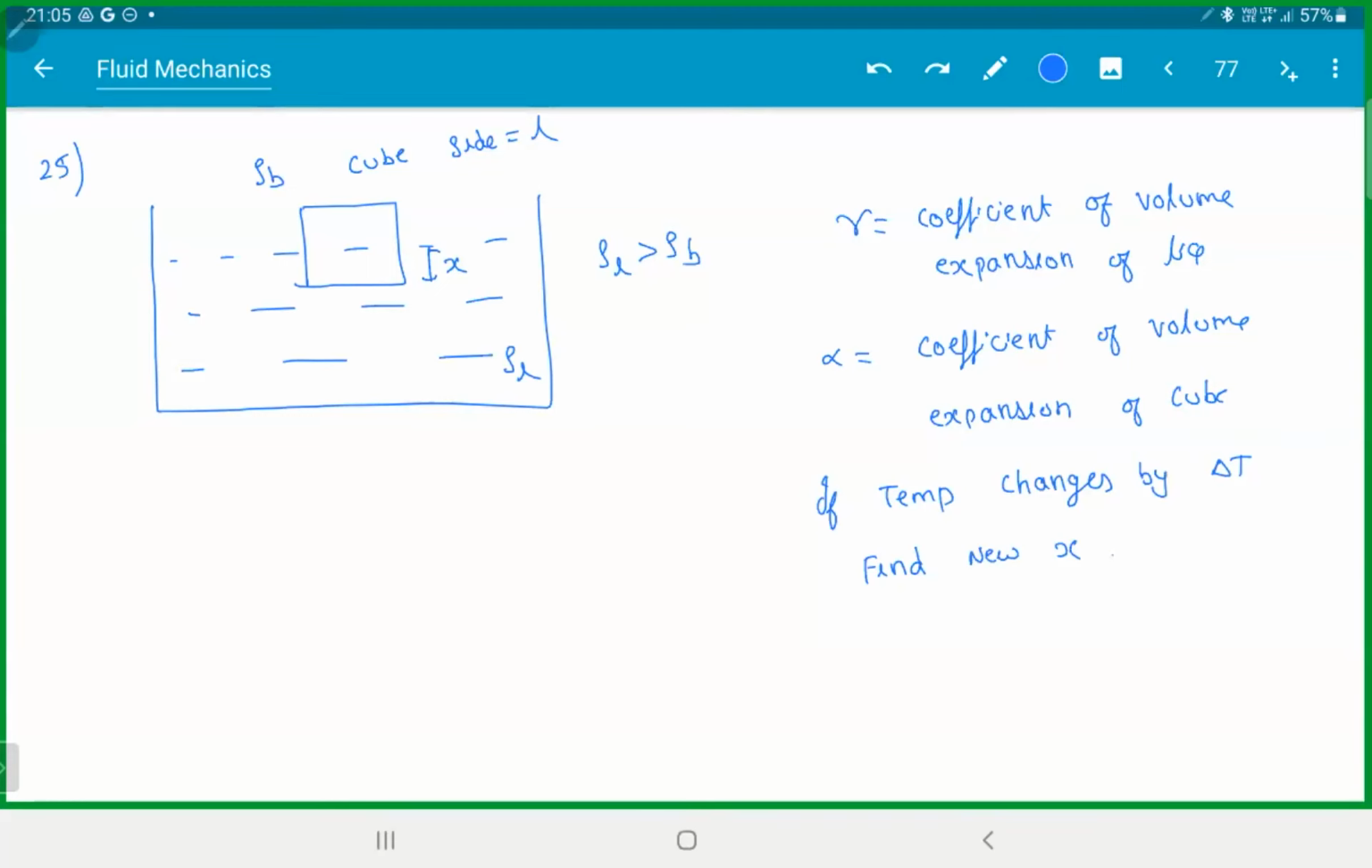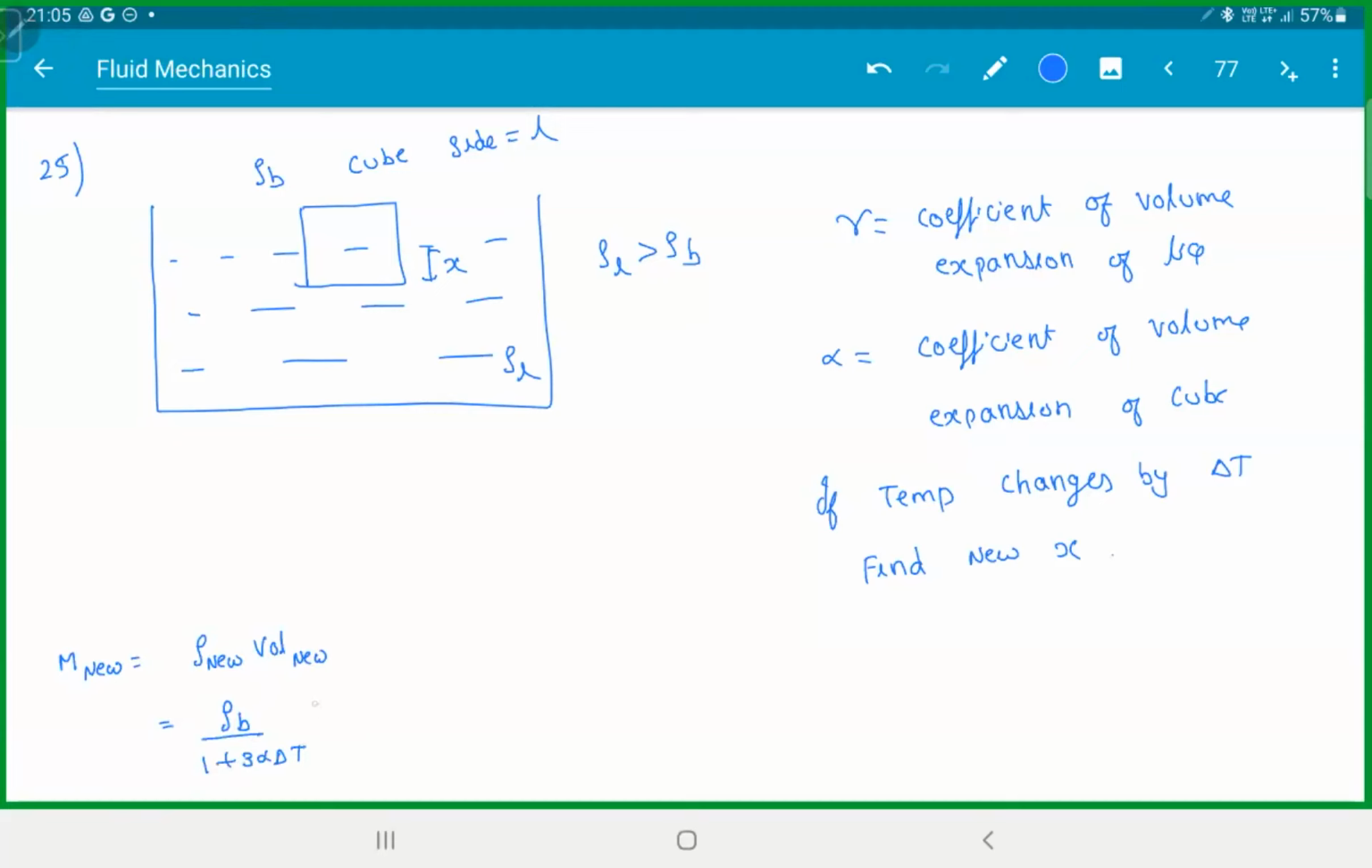Let me ask you one thing. When you change the temperature, what happens to the mass of the block? Nothing, right? It will make no difference to the mass of the block. So normally, the new mass of the block will be the new density times the new volume. Generally some people have that confusion. So what will be the new density? New density of the block will be rho b by 1 plus 3 alpha delta T.